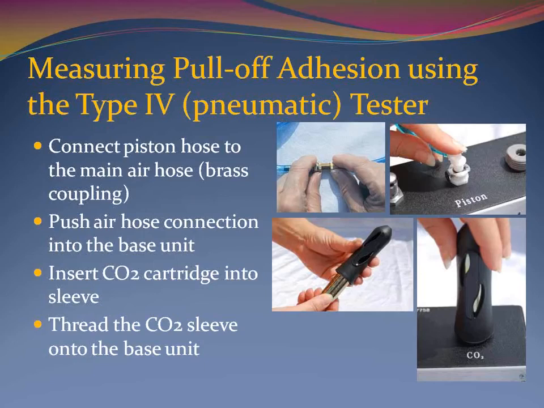Select a piston, then connect it to the longer blue hose using the brass coupling. Insert the opposite end of the blue air hose to the port on the base component. Insert the air cartridge into the black sleeve. Thread the sleeve containing the air cartridge onto the port of the base component. You will hear a hissing noise as the tip of the cartridge is pierced and pressurized air enters the base component. Hand tighten the sleeve until it is snug.